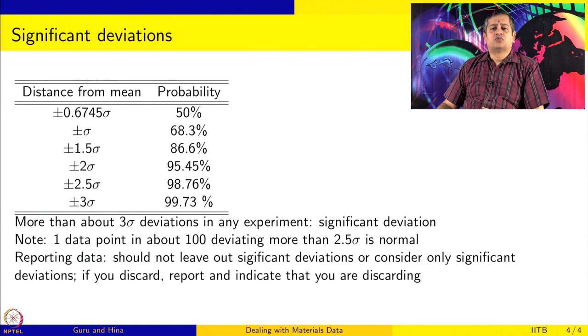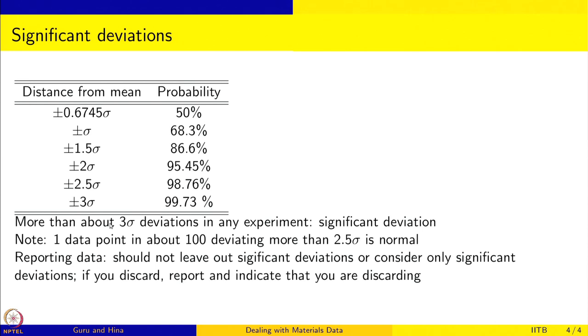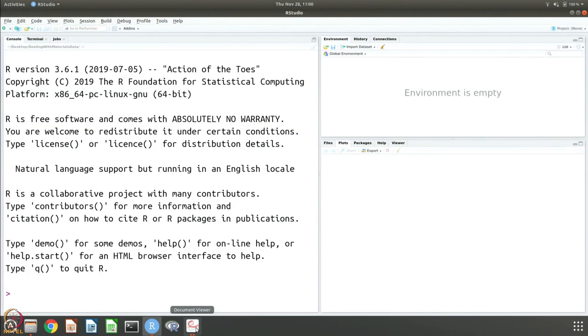It is wrong to consider data which is significantly deviating, or to discard them without informing. Both are wrong. You cannot emphasize only on data which has significant deviation. You can also not just leave out data which has significant deviation. So, it is important that you report and then indicate that you are discarding, if at all you are discarding. So, let us now go back and use R to look at these.